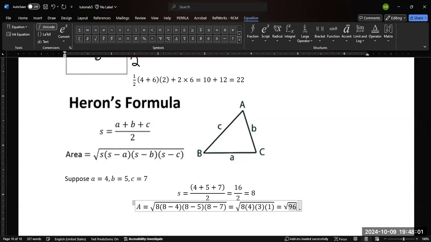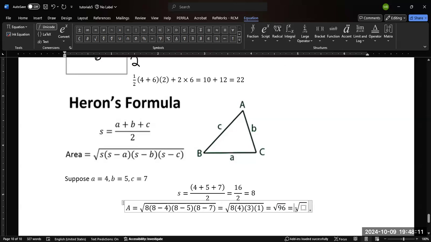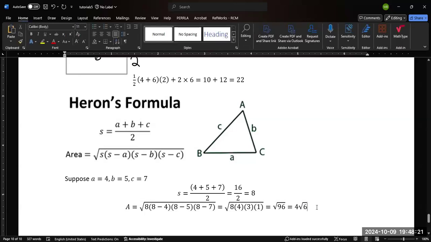Do we have any common factors of 96? I believe we can take out a 16, which is going to give me the square root of 16 is 4, and 96 divided by 16 is 6. And so the area of this particular triangle is 4 square root of 6.